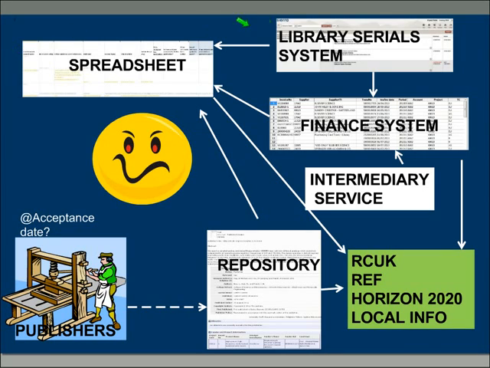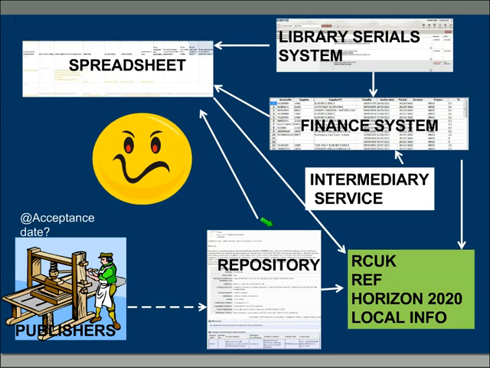We've got our library serial system through which the finances are processed, and ultimately, hopefully they appear on the actual finance system as the Holy Grail official record of expenditure. We have dabbled with intermediary services, not with much success, but again, that's another area where data is stored. And of course, we have our repository.